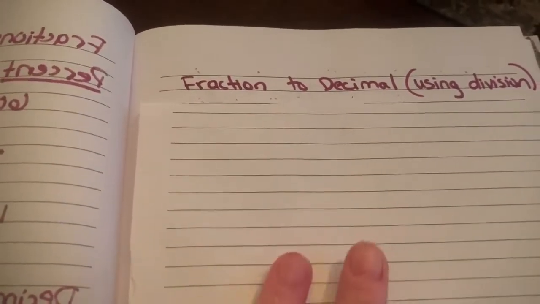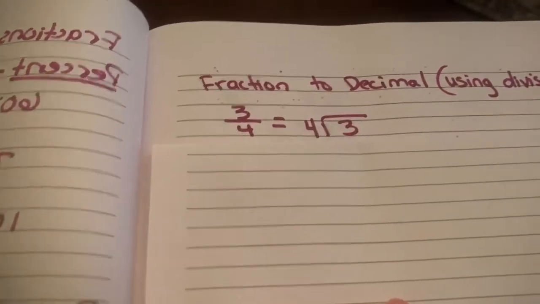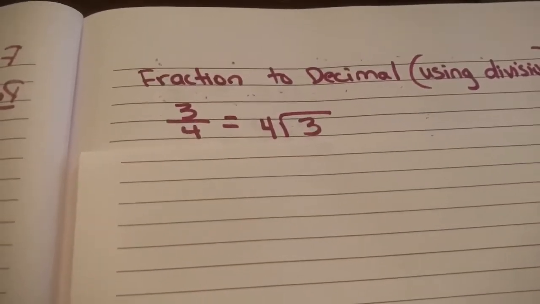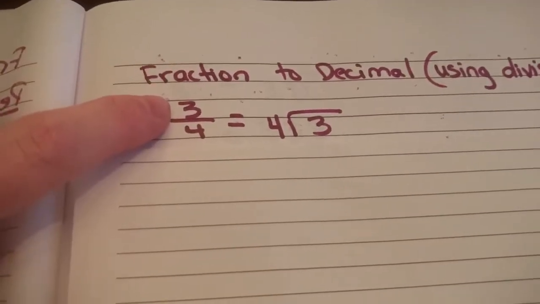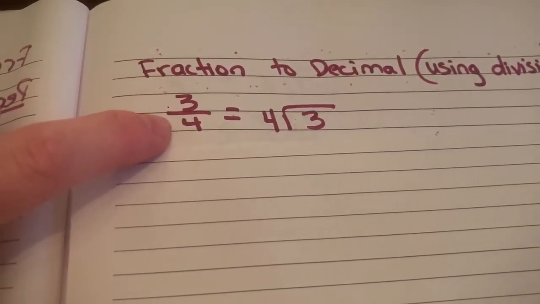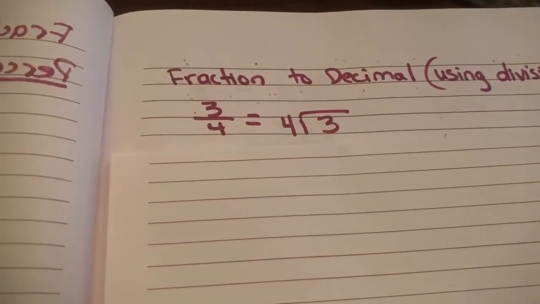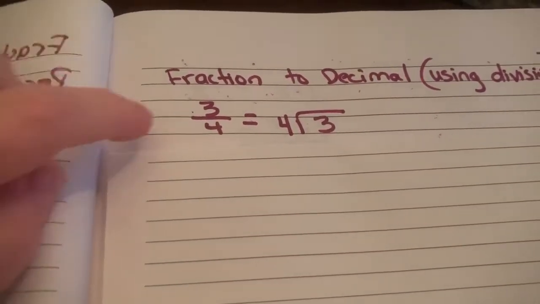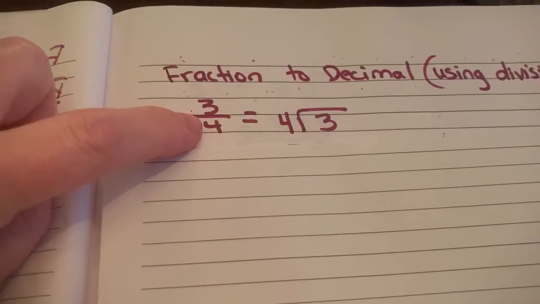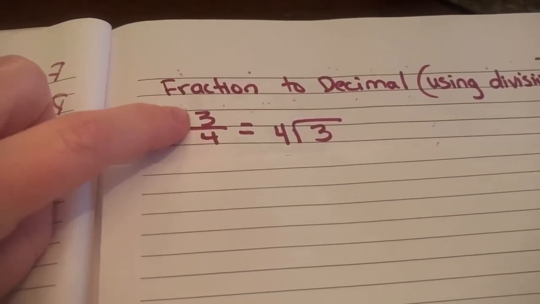HOODA math. So looking at the fraction of 3/4, if you take your numerator and divide it by your denominator, so it's always going to look like this. This is not a matter of bigger, smaller, longer, shorter. It's always your numerator being divided by your denominator.